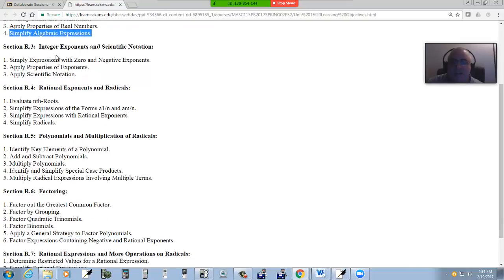Now, section R.3, integer exponents. We're going to talk about some of the different properties, to refresh your memory. It says simplify expressions with 0 and negative exponents, apply properties of exponents, and apply scientific notation. We won't focus on scientific notation, but we'll focus on the first two.